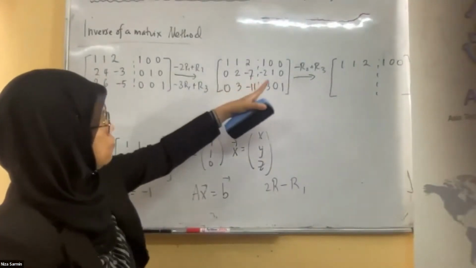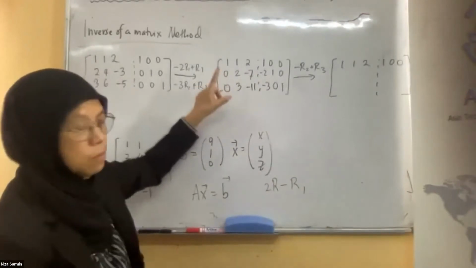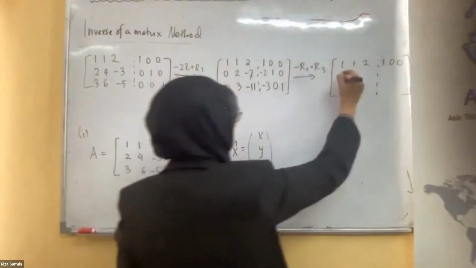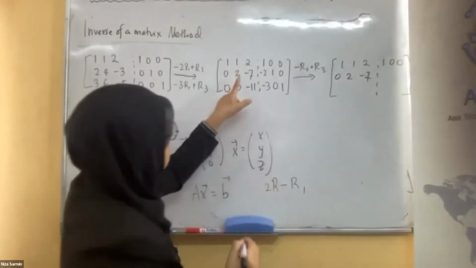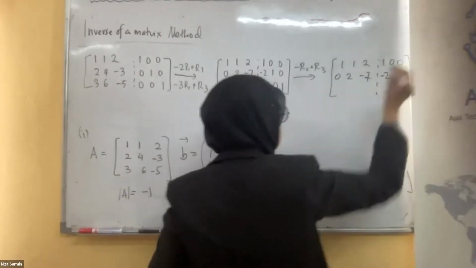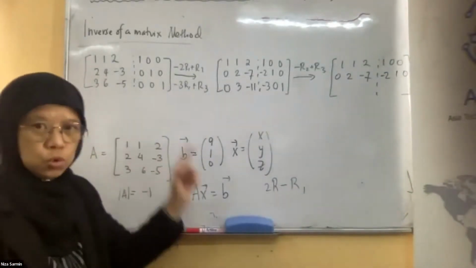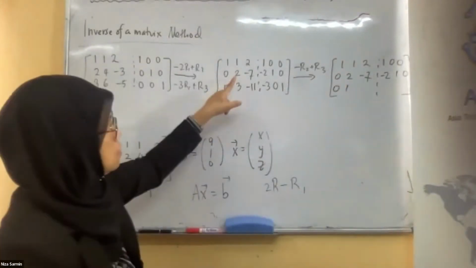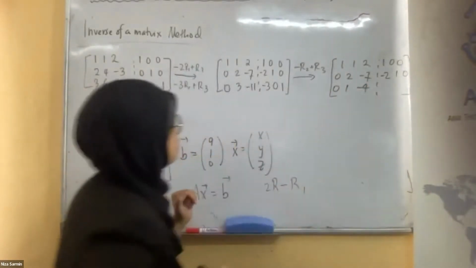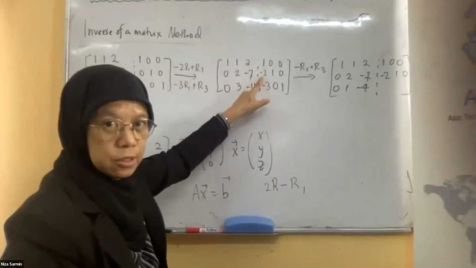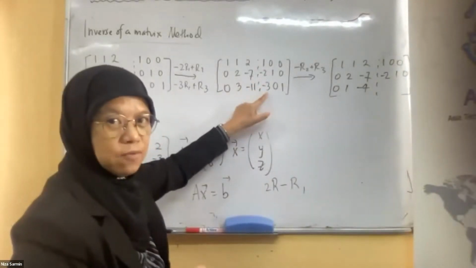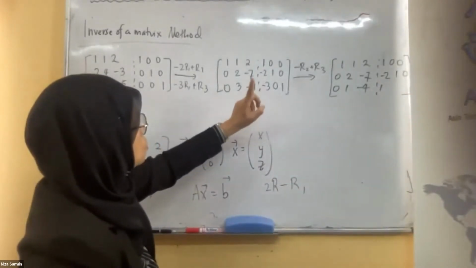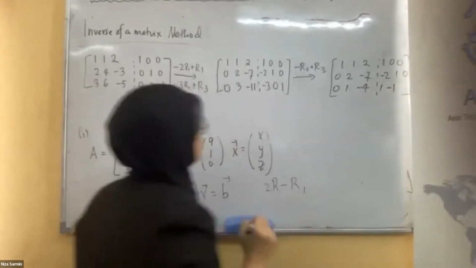Okay, and then negative row 2 plus row 3, meaning we don't change row 2. We just change row 3. 0, 2, negative 7, negative 2, 1, 0. Now negative row 2 plus row 3: 0, 1, negative 4. Negative 2, it's 4 plus negative 3 is 1. Then negative 1, 1.